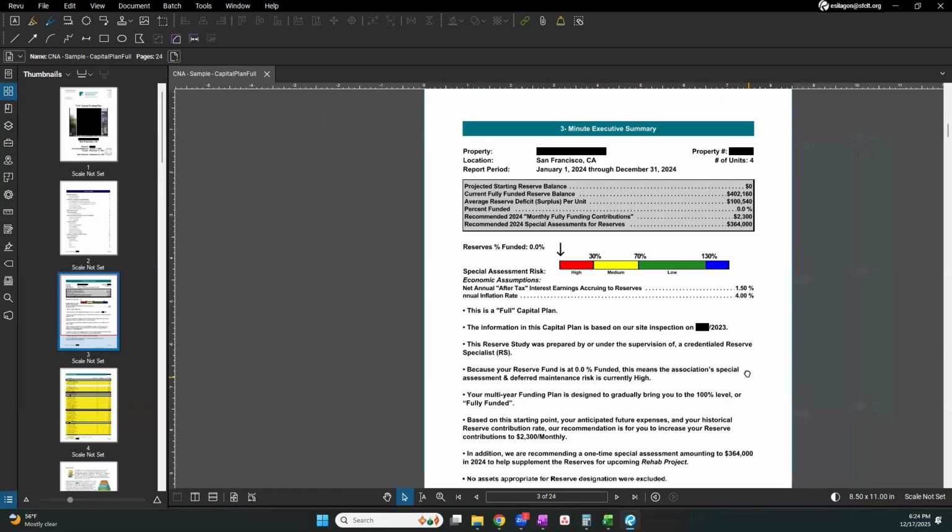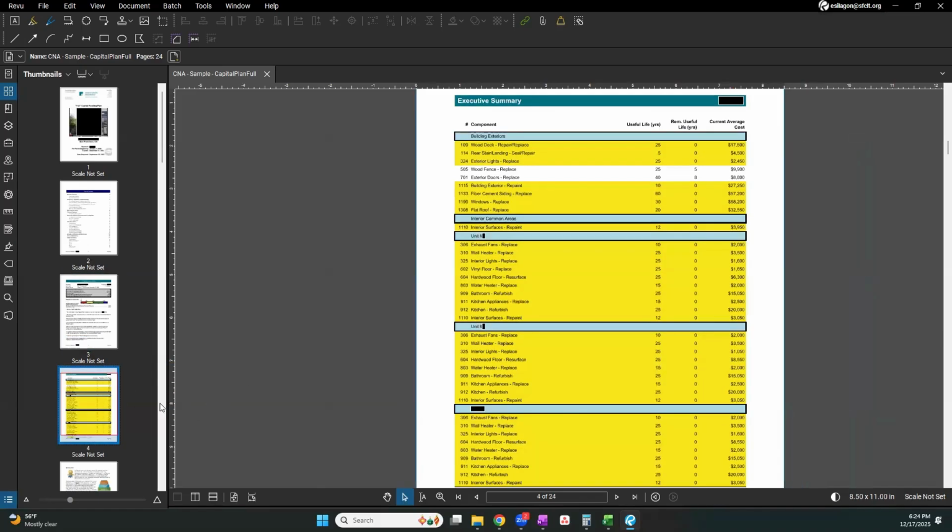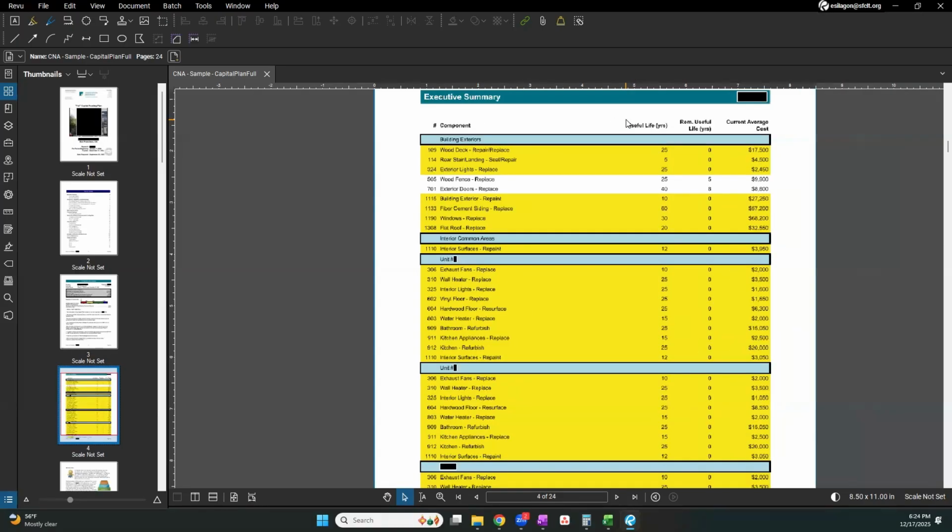Okay, so this is kind of where we're starting at with our capital plan. And then we have our continuation of the executive summary. This is a summary of the component list. This is essentially a P&A. These are the immediate and short-term repairs needed.